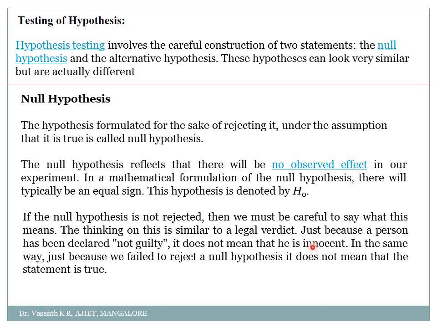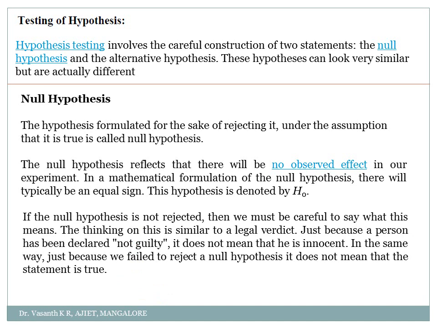Correct? Now this is an example of a judgment I am taking. Suppose you assume that the person is not guilty. That doesn't mean that he may be innocent. We are just assuming that okay, this person is not guilty, but we cannot tell that this person is innocent. So in the same way, if we fail to reject a null hypothesis, it doesn't mean that the statement whatever we have selected is true. Am I right? So this explanation we have to write it here.